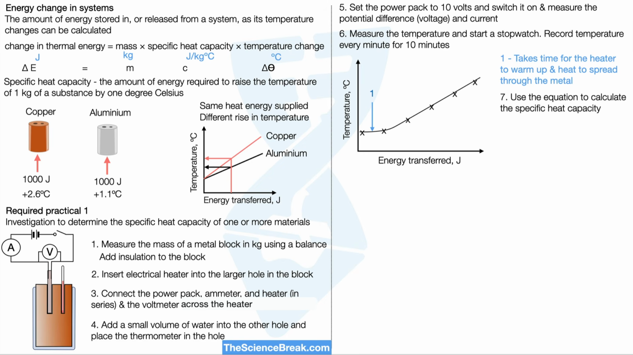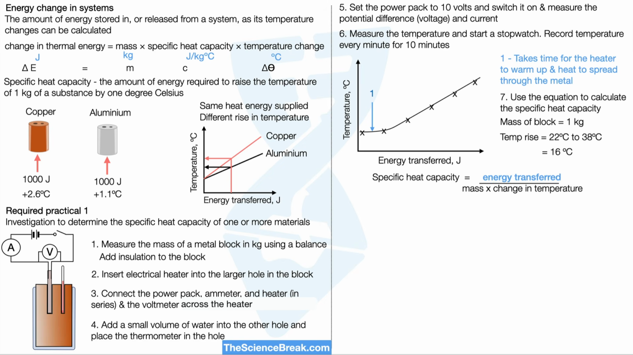Next, we would use the equation to calculate the specific heat capacity. The equation was given at the beginning of this slide. The mass of the block, let's say, is 1 kg, and the temperature rise went from 22 to 38 degrees C, so the temperature change for our equation is 16 degrees C. We could rearrange the equation. Specific heat capacity is energy transferred divided by mass times change in temperature.